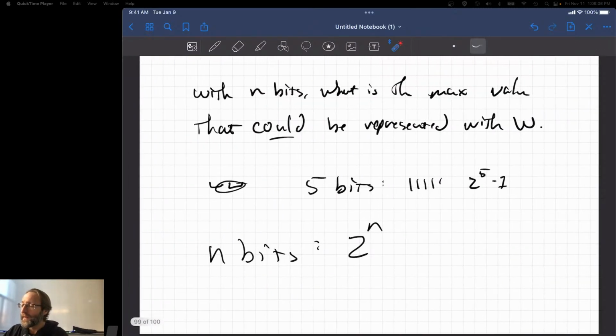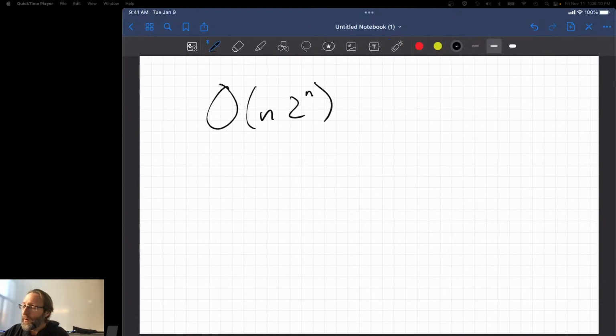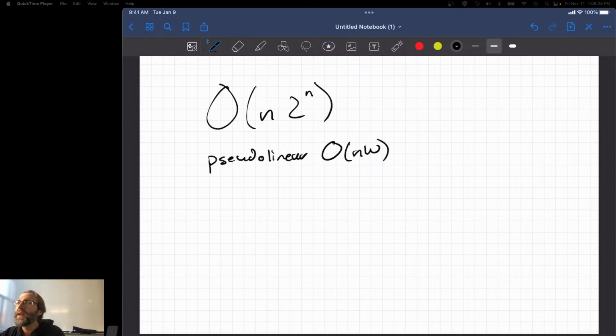For that reason, this is called pseudo polynomial. Pseudo linear, right? It's a fake linear. Because order nw, oh, w must be a constant. It doesn't have to be a constant. It's not bounded, and it could be up to 2 to the n. And so actually it could be exponential.